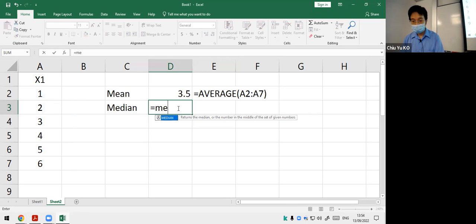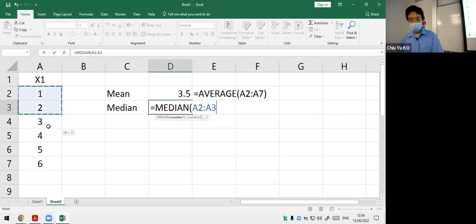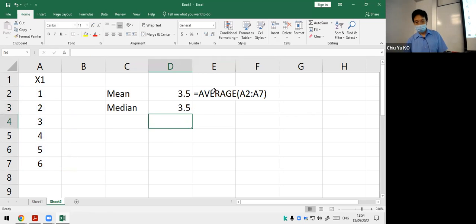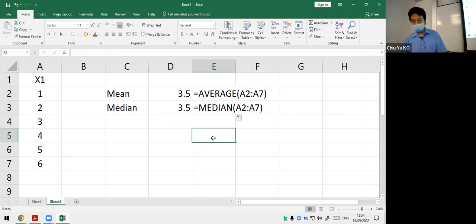And do the median, okay? And click and drag, okay? And then close it, the same thing, okay? So this is how, instead of typing the data, you can put data here and do click and drag, okay? That will be super useful, okay?